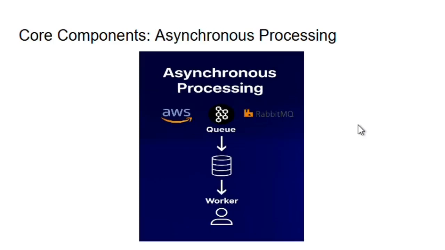Now let's look into asynchronous processing. Not every task needs to happen right away. When a user uploads a photo, the main job is to save it fast. But other tasks like generating thumbnails, compressing images, or sending notifications can run in the background. That's where asynchronous processing comes in.